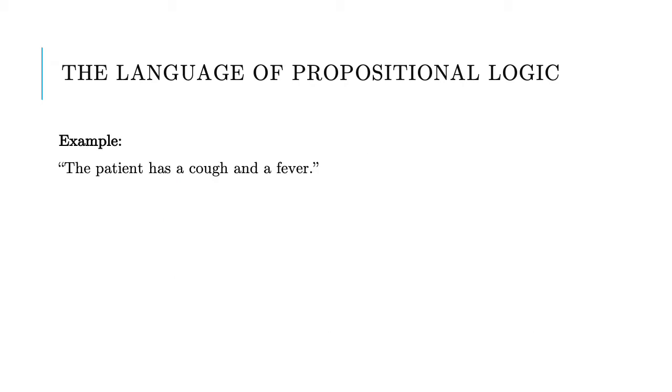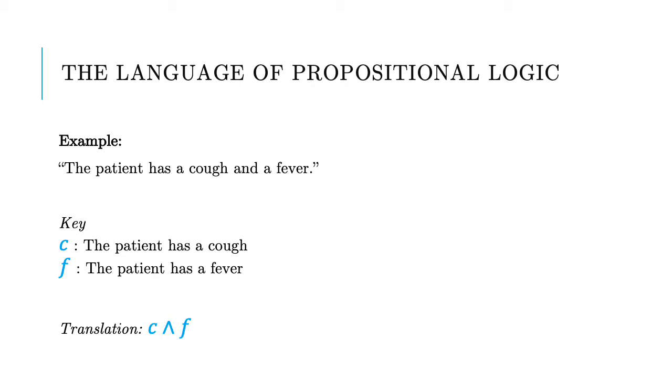Let's do a few examples together in which we translate from English to the language of propositional logic. Consider the composite proposition, the patient has a cough and a fever. For our key, we will use C to denote the patient has a cough, and F to denote the patient has a fever. Our translation then becomes C and F. The patient has a cough, and the patient has a fever.